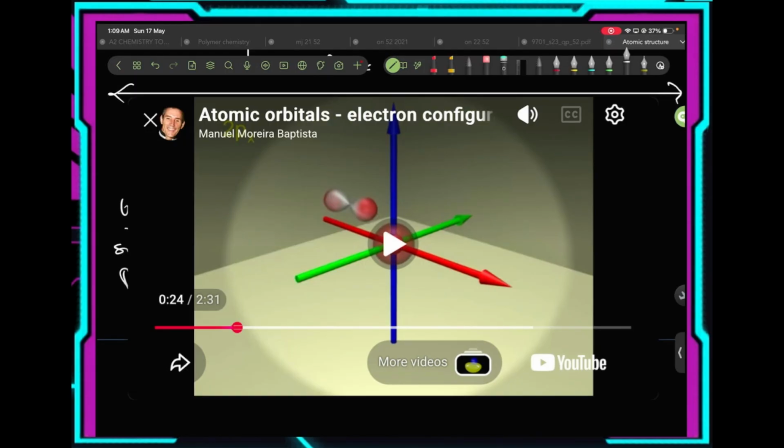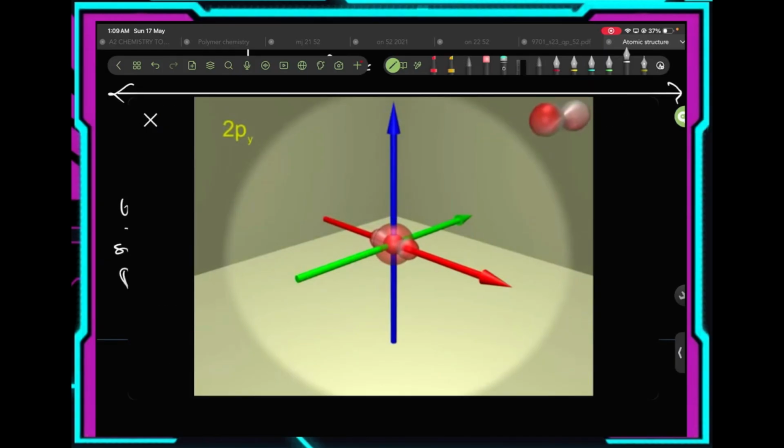And P has 3 orbitals, right? That's px, py, and pz. We'll see which one this is. This is the px. Red axis is the x-axis, so it is going to arrange itself on the red axis. Now 2py is coming. The same shape, same size. What's the difference? It is along the y-axis. Again, it's 2pz.